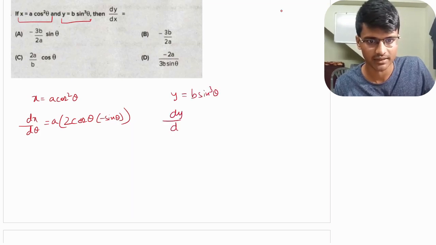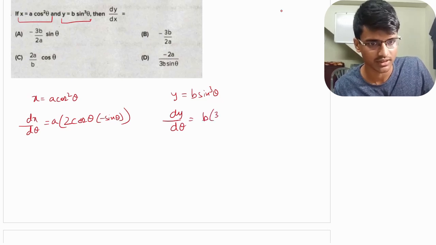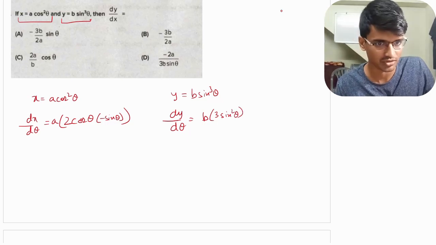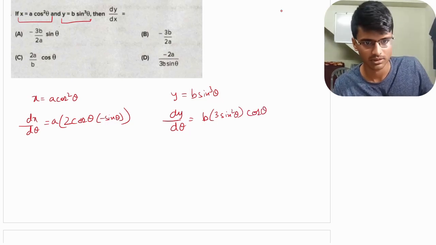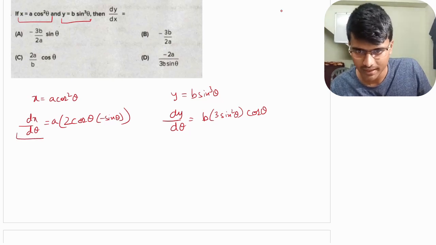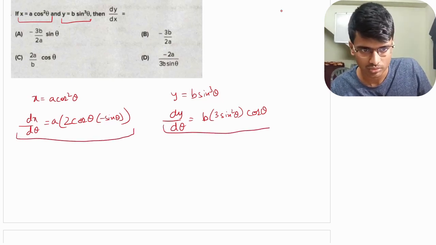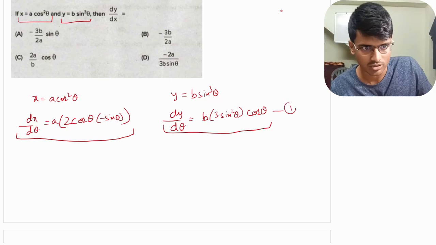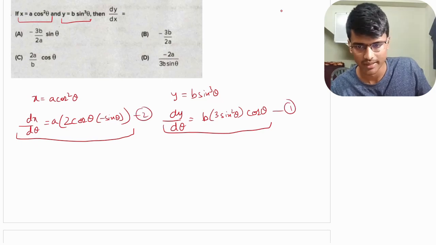Now coming to our y, that is b sine cube theta. dy by d theta, the constant we'll keep as it is. Differentiation of sine cube theta is 3 sine square theta. Now differentiation of sine is cos theta. Simple. Now I'll take these two. Let me call this 1, this 2. Now I'll do 1 divided by 2.